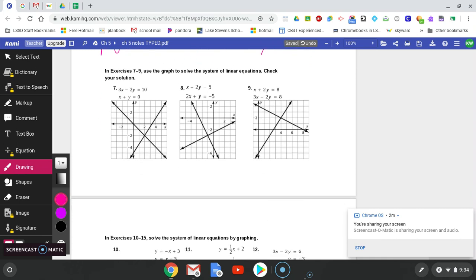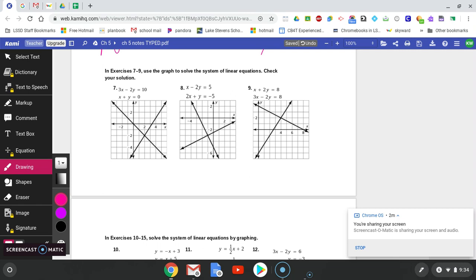All right, so now it says to use the graphs to solve. All that means is we want to know where do those two lines intersect. So we're wanting to identify this coordinate point, and that is our solution. It's the only place where a point is on both of your lines.